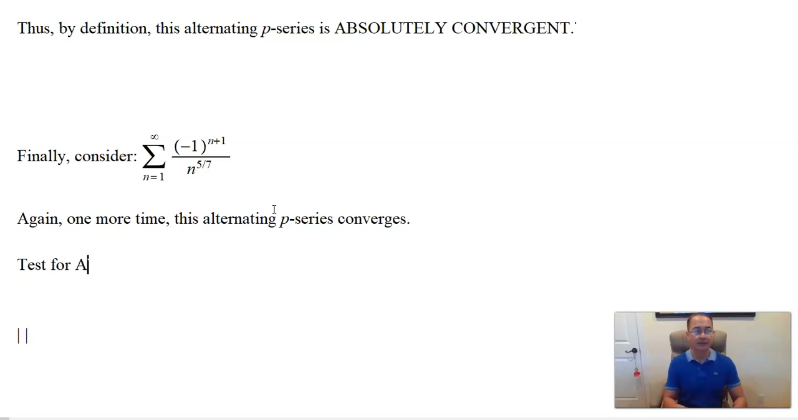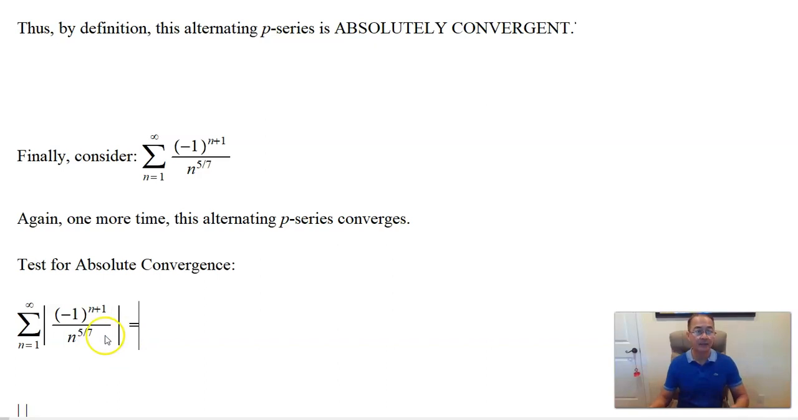Test for absolute convergence. So we're going to take the infinite series and put the absolute values around our terms. There you are, in the prison of absolute values. And of course, just like our last two examples, it just means that we have 1 in the numerator. However, this time the p is smaller than 1. It's between 0 and 1.